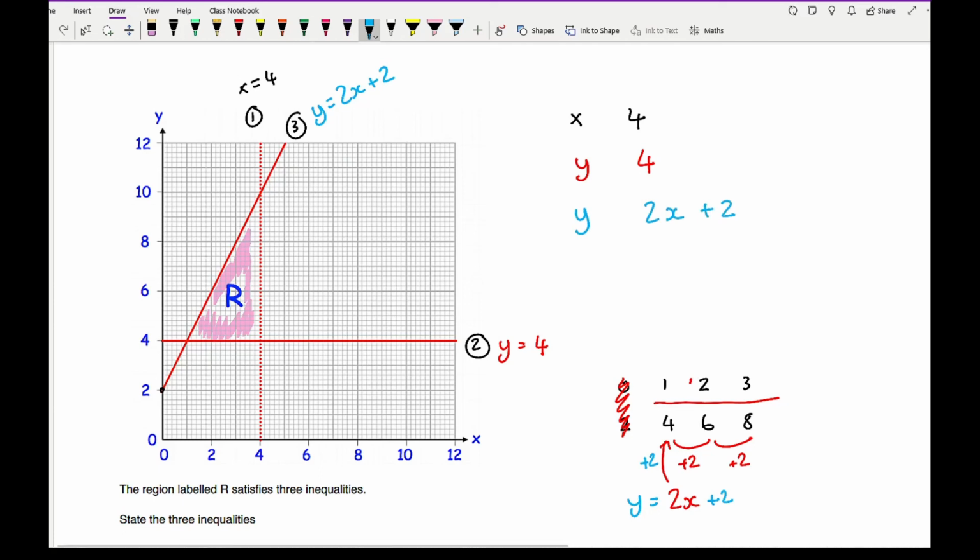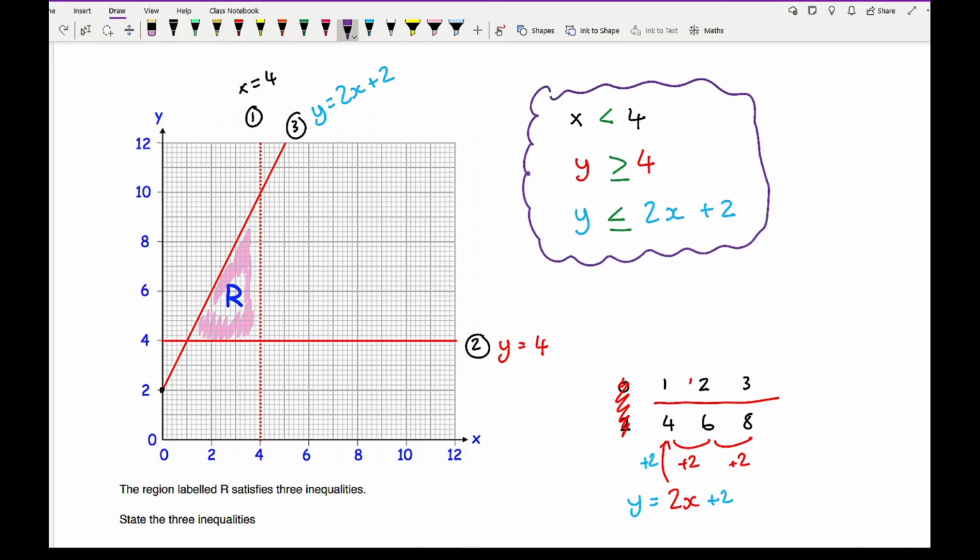Now the next thing I need to do is decide on my inequality signs. For this first one, the region R is on the left of that line, and it's a dashed line, so it's going to be less than, with no line underneath. For equation 2, y equals 4, I want above the line, and that again is a solid line, so that's going to be greater than or equal to 4. And then finally, for the last diagonal line, the region R is below the diagonal line, so that's going to be facing that way, and it's a solid line, so it's going to have a line underneath, and that there is my final answer.